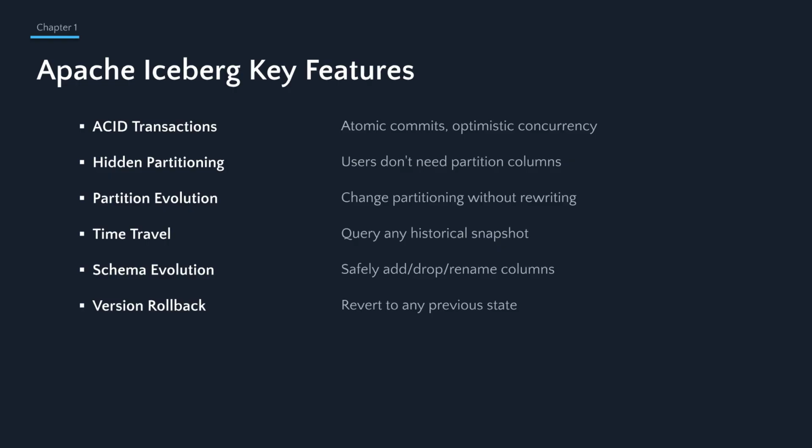Let me highlight the key features you need to remember. First, ACID transactions using optimistic concurrency control. Second, hidden partitioning, where users don't need to know how the table is partitioned. Third, partition evolution, letting you change partitioning without rewriting data. Fourth, time travel, querying the table as it was at any point in the past. And fifth, schema evolution, safely changing your table structure over time.